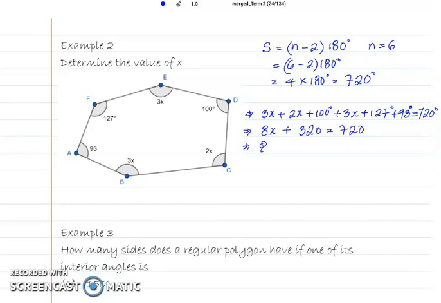Therefore, 8x is equal to 720 minus 320. So 8x is equal to 400. Divide both sides by 8, and we get x is equal to 50 degrees. All right, let's have a look at example 3.